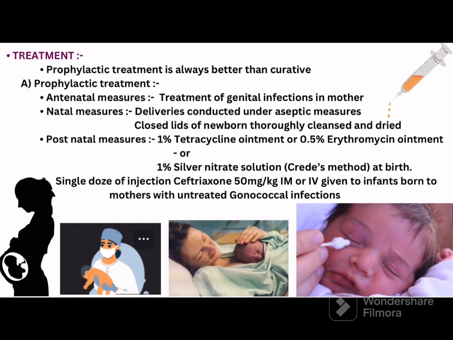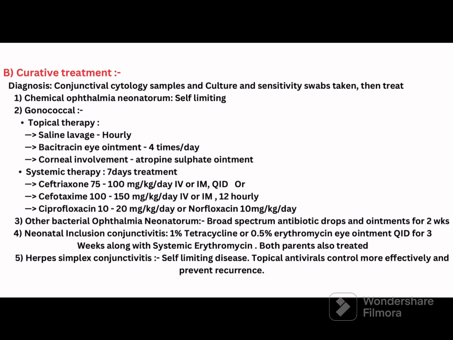I hope the prophylactic treatment is clear. How about the curative treatment now? See, as a rule, for the diagnosis, you always take a conjunctival cytology sample and send it for culture and sensitivity. Now you treat the case. How do you do the curative treatment? For the chemical ophthalmia neonatorum, we already know it is a self-limiting condition, so it does not require any treatment.